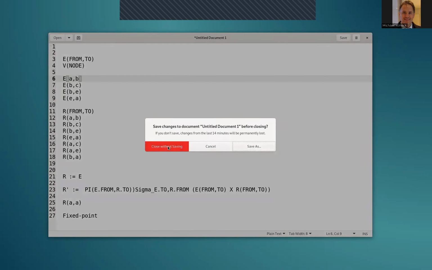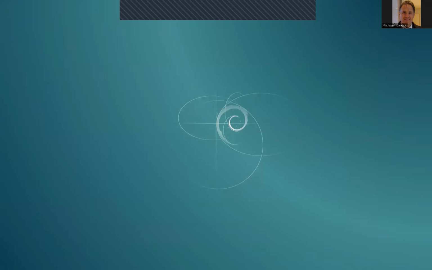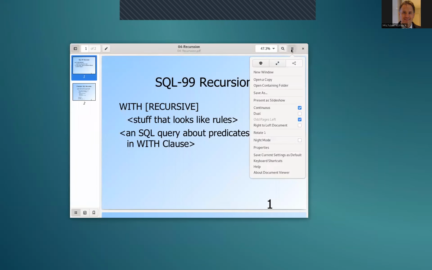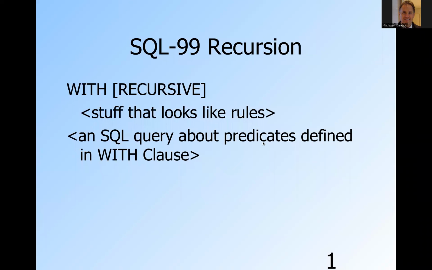Let's look at what recursion looks like actually inside of SQL. They included it in the actual language definition. Now, this does not mean that all the engines support it. In fact, not that many engines do support recursion. But for us, we're lucky.